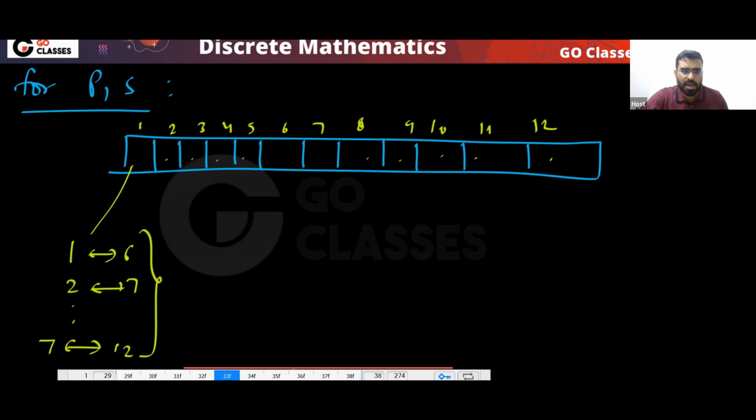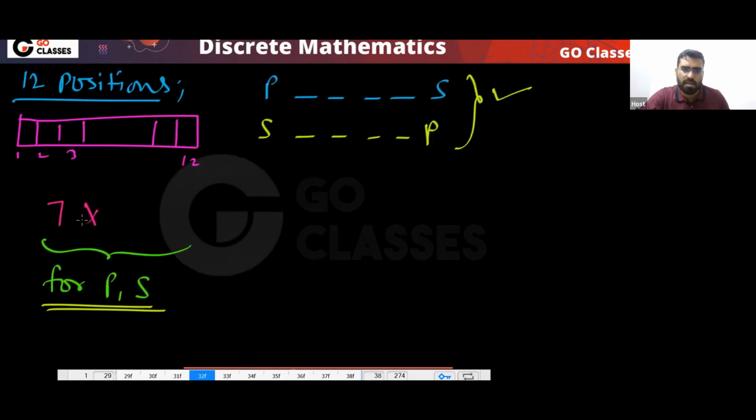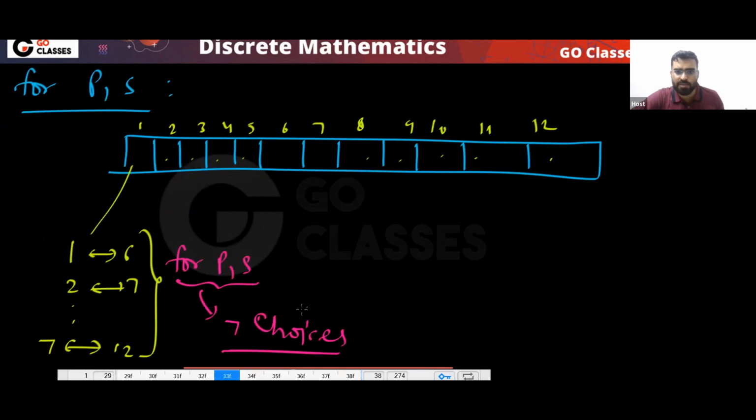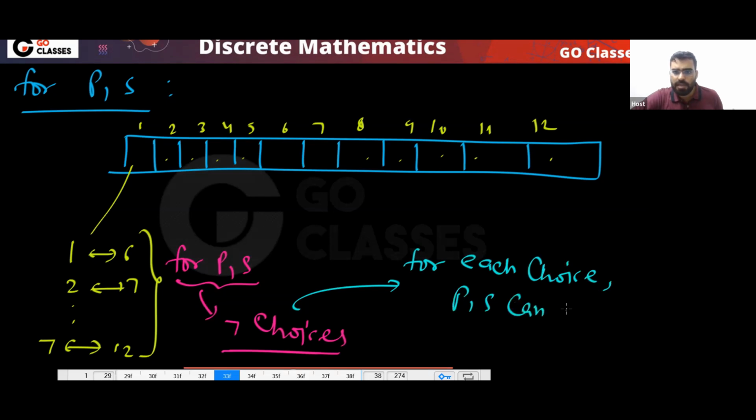So how many ways are there for P comma S? In total we have 7 choices. Yes or no? 7 choices for P comma S. In each of these 7, P comma S can be arranged in 2 factorial, or 2, ways. For each choice, P comma S can be put in 2 ways.